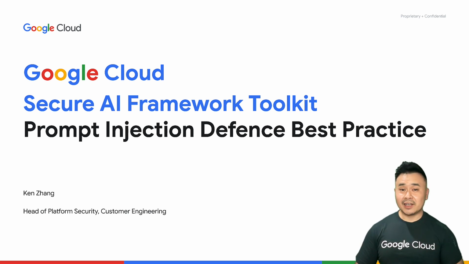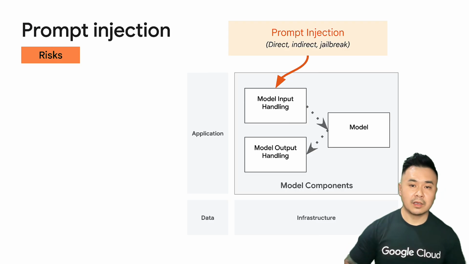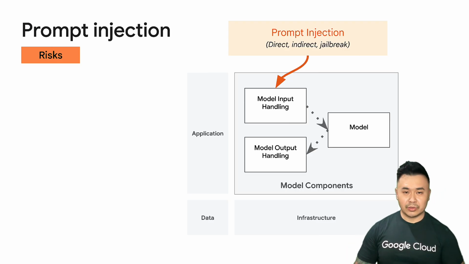So in the episode today, we are going to talk about prompt injection defense best practices. In another video, we talked about the Secure AI Framework, its toolkit, risk assessment tooling, and risk map, etc. And we also talked about the five top risks within the Secure AI Framework. One of them was prompt injection. Just a little bit of recap.